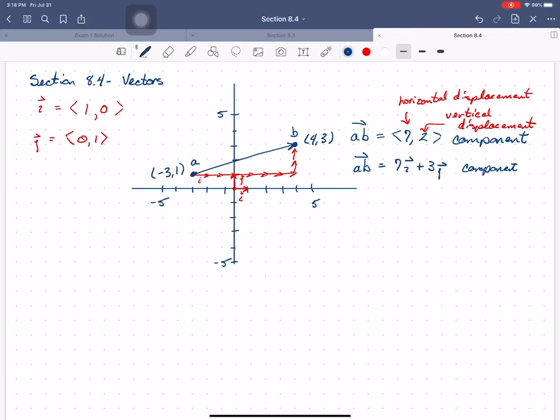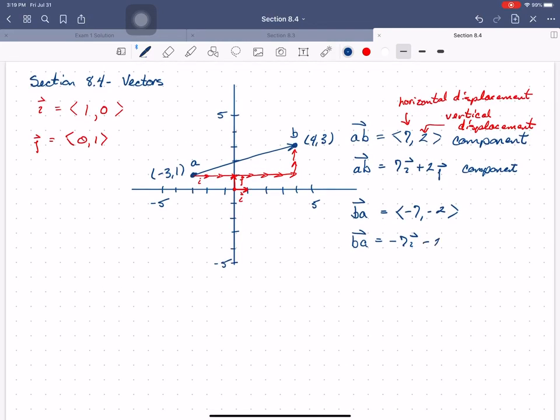Okay. So a couple more things here. AB, if we go from A to B, we go +7 in the horizontal direction, +3 in the vertical direction. If we want to go to vector BA, well, that's different, right? Because going from B to A, we actually go left 7 and down 3. My bad. This should be a 3. Or we could write BA as -7I minus 3J. So as I said, direction matters.